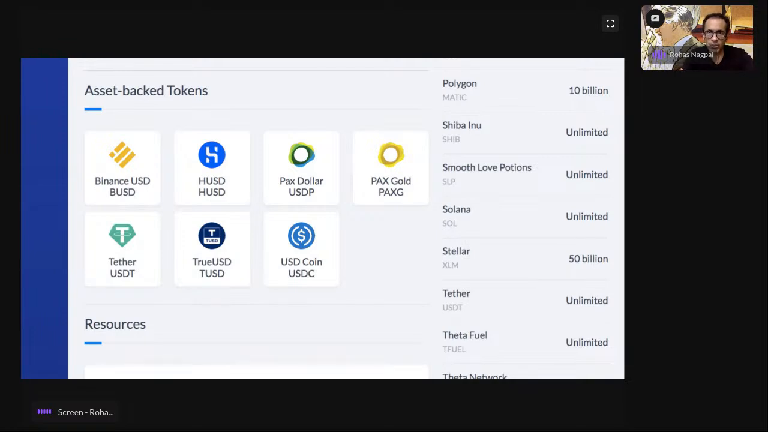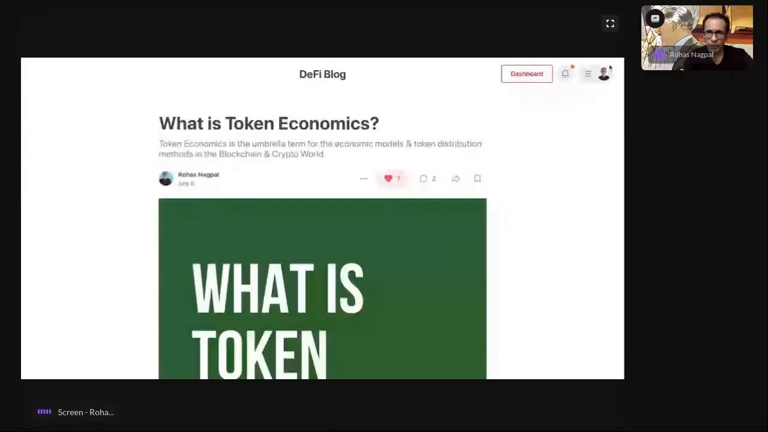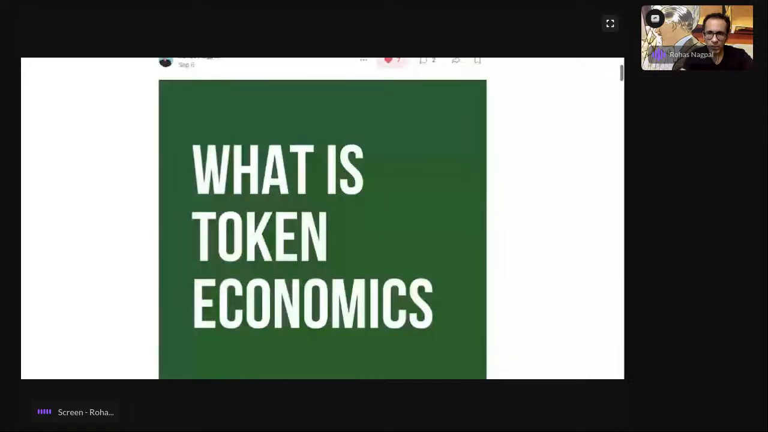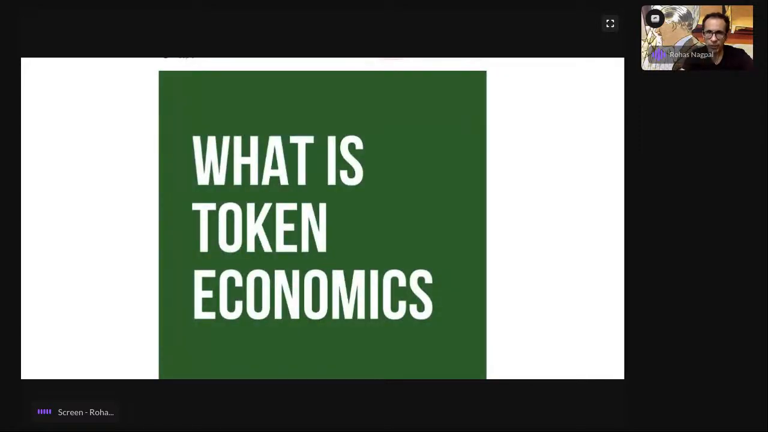Okay. Now let me just change my screen. Give me a second. Okay. Yeah. So now I'm opening up the blog that I shared with you all. Let me know if you can see something called "What is Token Economics" written in green. Just give me a yes if you can see that.